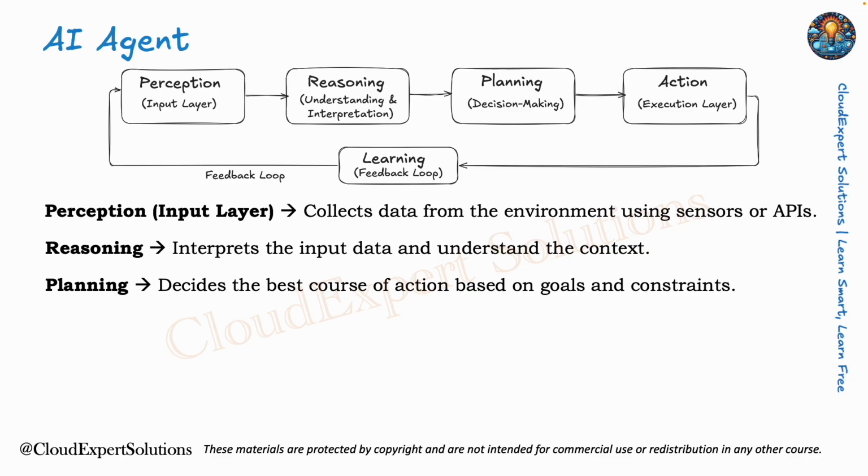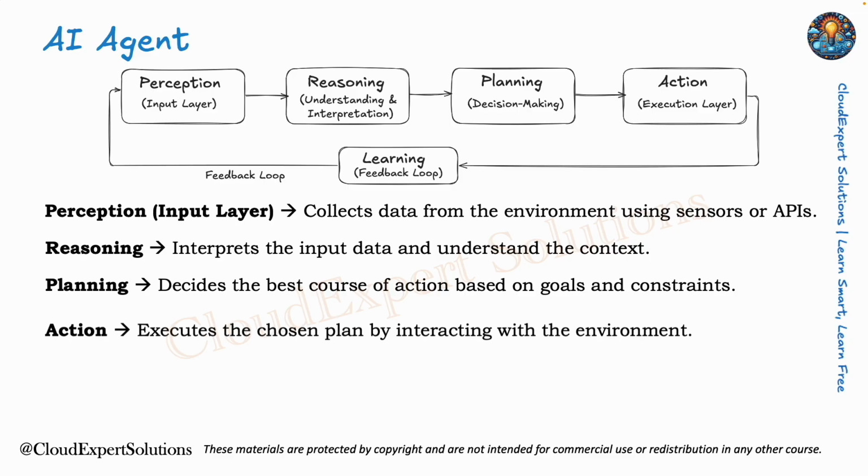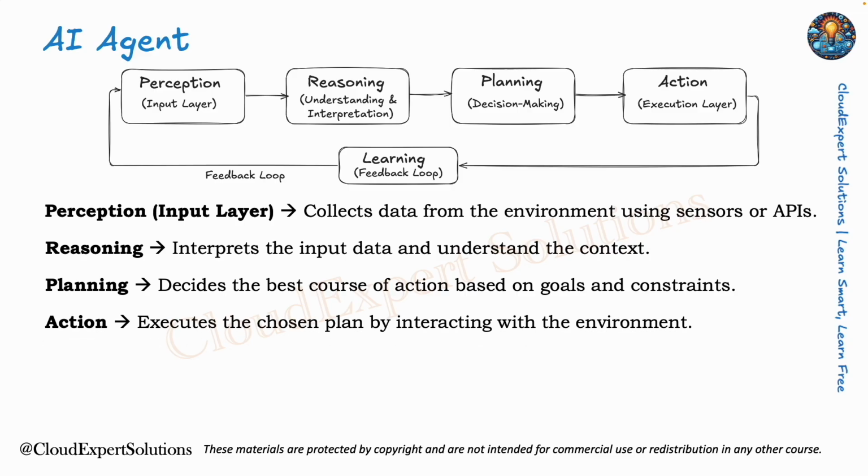The next block is planning, or decision making. What it does is decide the best course of action based on the goals and constraints. As an example, a robot planning the shortest path to deliver an item or an AI scheduler scheduling meetings without conflicts. The next layer is action, which is nothing but the execution layer. It executes the chosen plan by interacting with the environment. As an example, a drone can adjust its flight path.